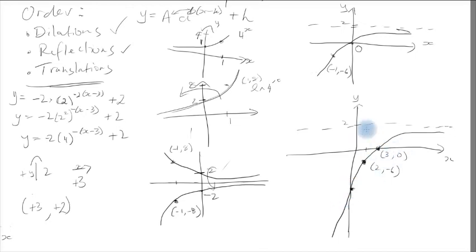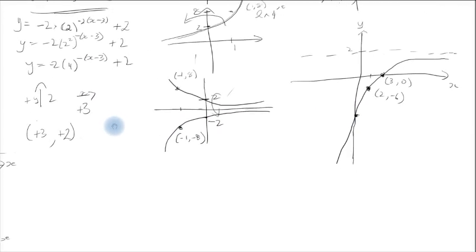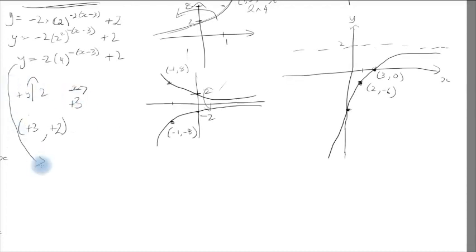It's the y-intercept, so we have to set x to being 0. Let's get a little bit more space here. So I'm using this equation. I'm setting x to being 0 to find the y-coordinate. So I've got y equals -2 by 4 to the power -x minus 3 plus 2. So x is 0 here, so it's a 0. So I've got y equals -2 times 4 to the power of, a minus times a minus is positive, so it's -2 times 4 to the power of 3 plus 2.